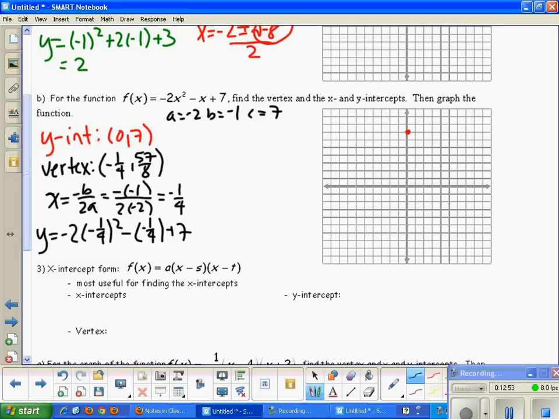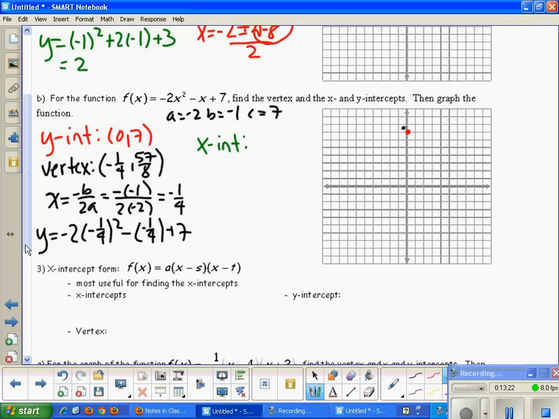And so, of course, the next thing I want to do is go ahead and plot this. So I have the coordinate -1/4, so -0.25, and then 57 over 8 is 7.125. So somewhere right around in there. It's not going to be exactly perfect. Now that I have my vertex point, I can go ahead and find my x-intercepts.